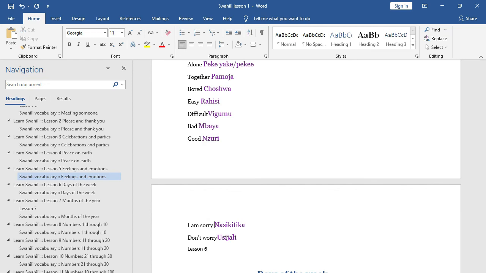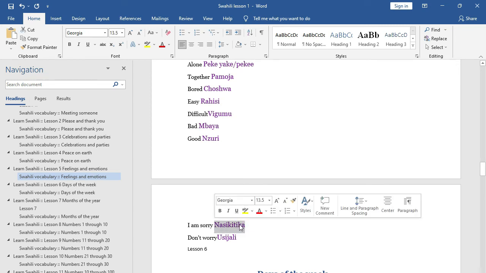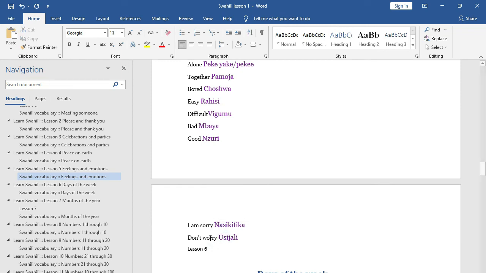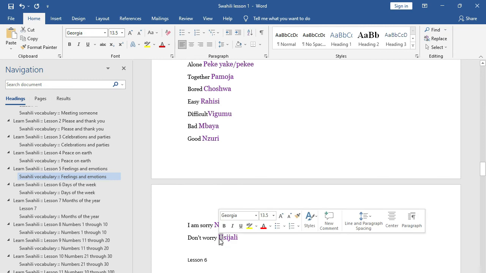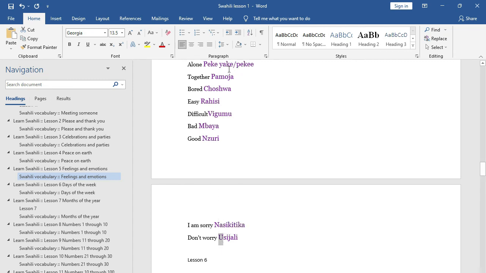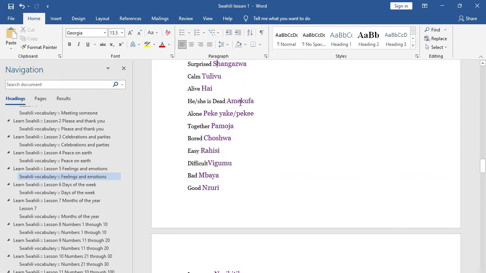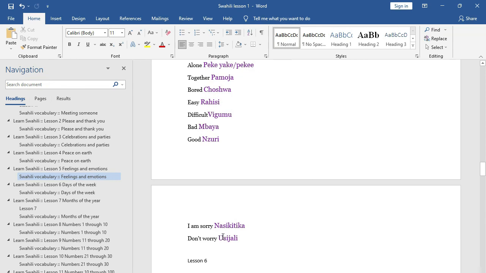The next word is I'm sorry. The Swahili word for that is nasikitika. The next word is don't worry. In Swahili is usijali. U means you. This statement refers to the second person here. When I said alone, I meant that person. Whenever I say dead, me, that person, but second person is you. So in this word is you, usijali.